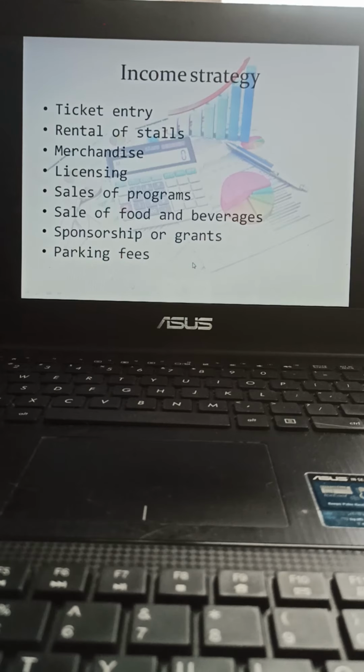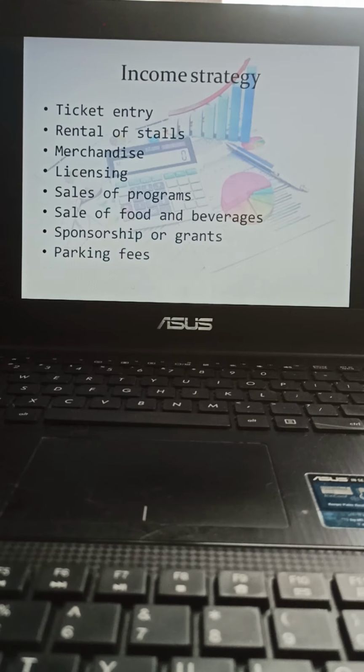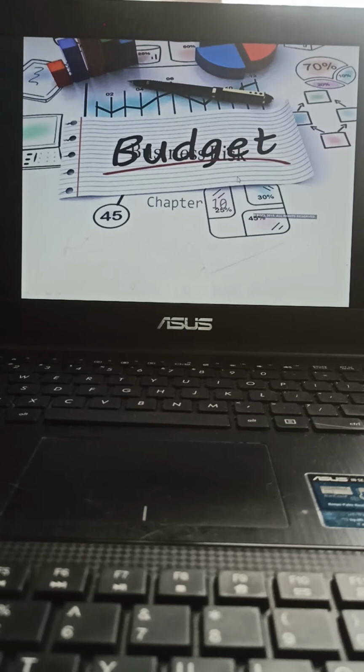Income strategy, how to get money. Ticket entry, for your case you don't have. Rental stalls, you don't have that as well, but what you have is you're getting products under consignment, right? Licensing, sales of program, sale of food and beverage, sponsorship or grants, parking fees. These are some money making things that you can get.